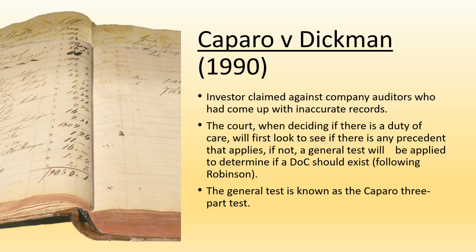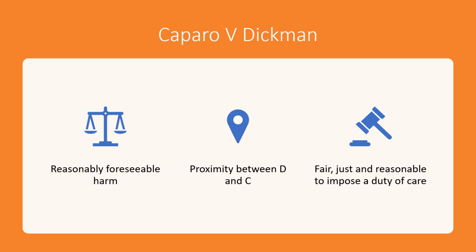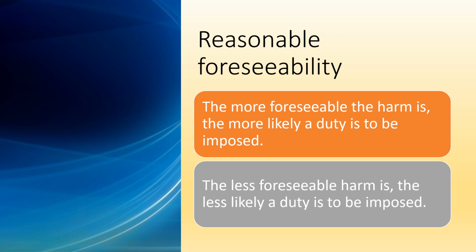It's known as the Caparo three-part test or tripartite test. This three-part test consists of reasonably foreseeable harm. So is the harm reasonably foreseeable? Is there proximity of some description, a space-time relationship, for example, between the defendant and the claimant? And finally, the court needs to consider, if we're using this test, is it fair, just and reasonable to impose a duty of care on the defendant? So we're going to deal with this first element, the concept of reasonable foreseeability. What we're really saying is, the more foreseeable the harm is, the more likely a duty is to be imposed. And the opposite is also true. The less foreseeable harm is, the less likely a duty is to be imposed.